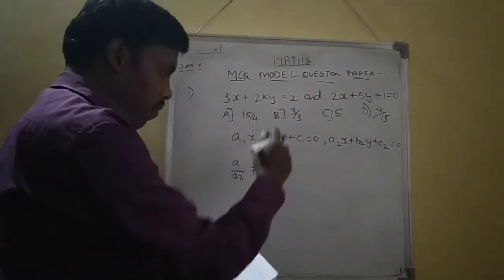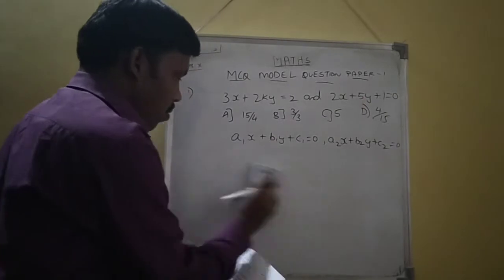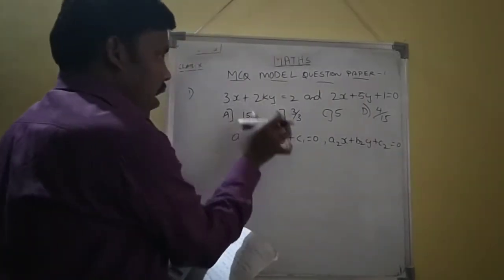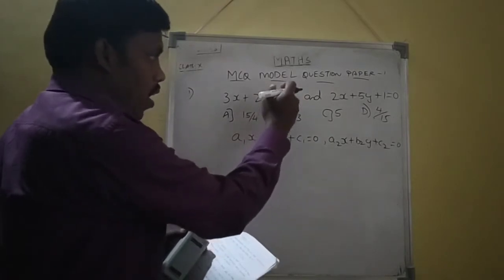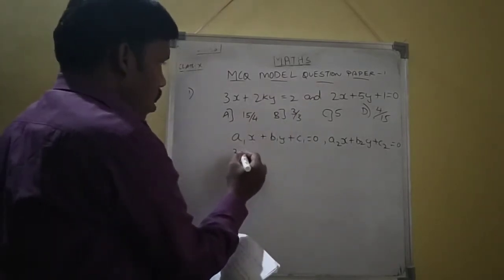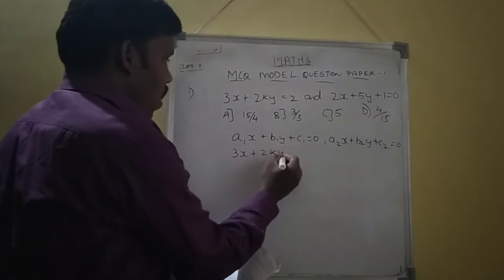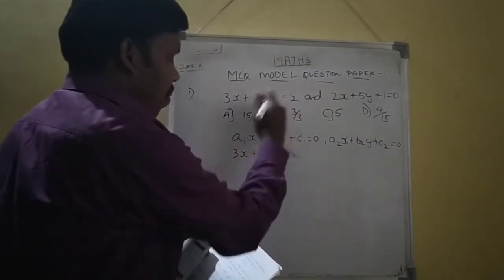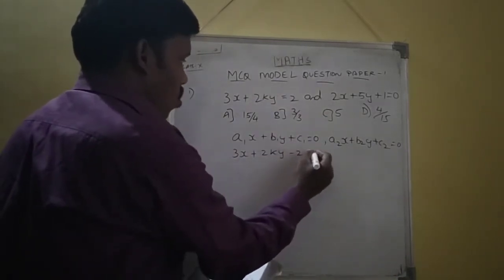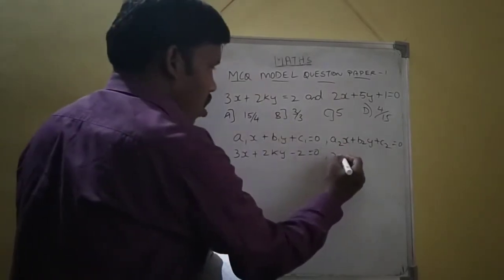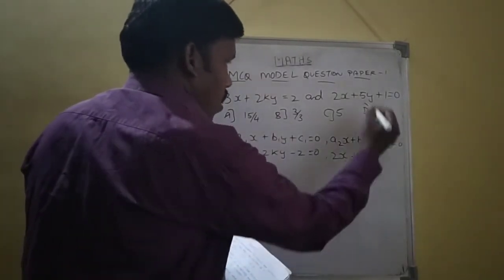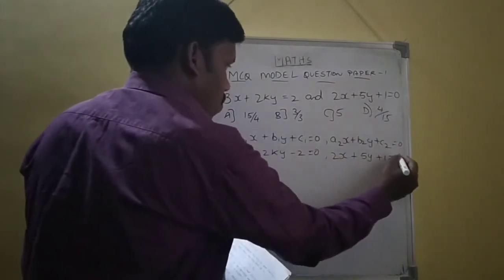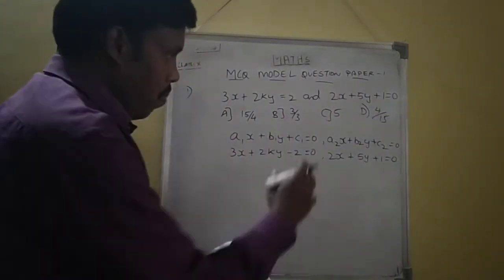So how to get the values of a1? When you compare, first let us write down the values of a, so that will be easy. We'll write in this form. We bring 2 to this side, that will become minus 2. So 3x plus 2ky minus 2 is equal to 0. The second equation, 2x plus 5y plus 1, the 1 is before the equal sign, so let it be as it is.